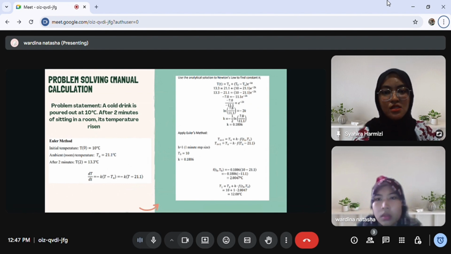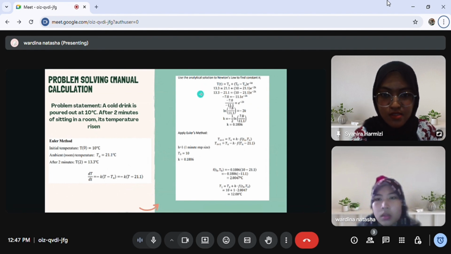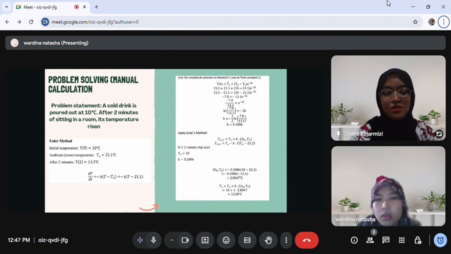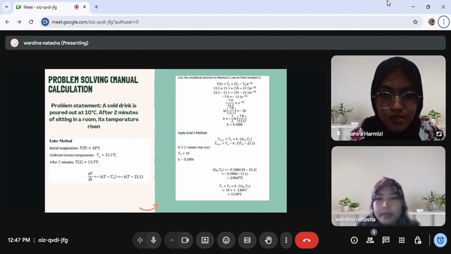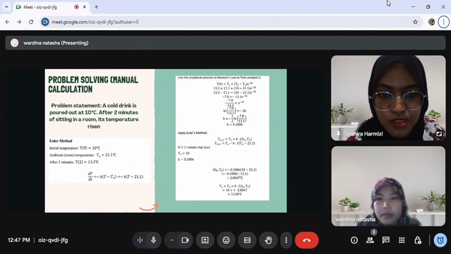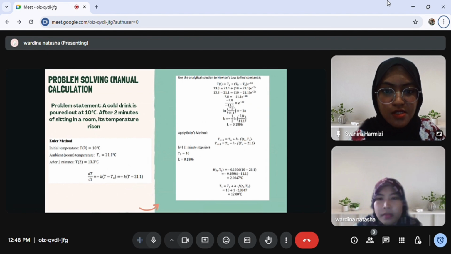So we insert all the values into the equation and find the k value. So we get the k value is equal to 0.1806. After finding the k value, we can apply the Euler method. The equation for the Euler method is T(n+1) equals Tn plus h times the function of Tn minus Ta.